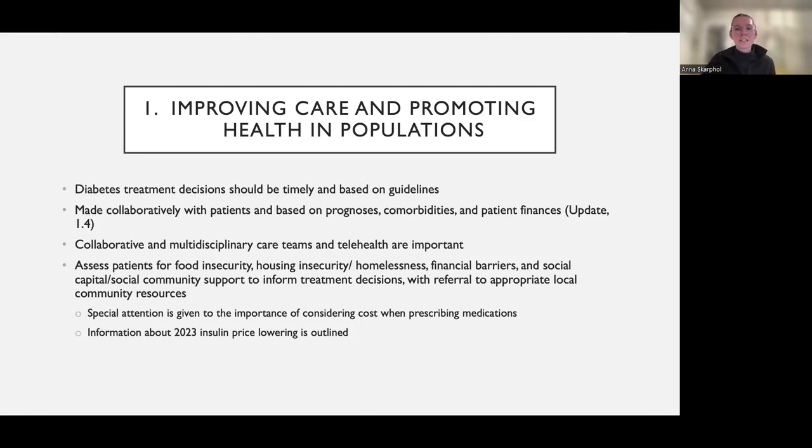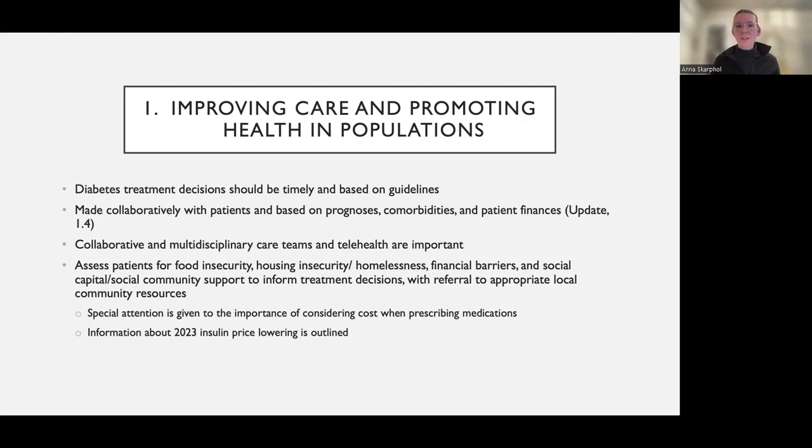And there's a really big emphasis in this set of guidelines on using collaborative care teams and multidisciplinary care teams, as well as telehealth, which we know the importance of telehealth in North Dakota and rural communities. It can really help with continuity of care. And then, like I mentioned, it's really important to assess patients for food insecurity, housing insecurities or homelessness, financial barriers, social capital, social community support, and some of those social determinants of health. Special attention was given to that in this set of the guidelines, especially thinking about how expensive medications are. It's always important to take those factors into consideration when we're looking at a patient's care.